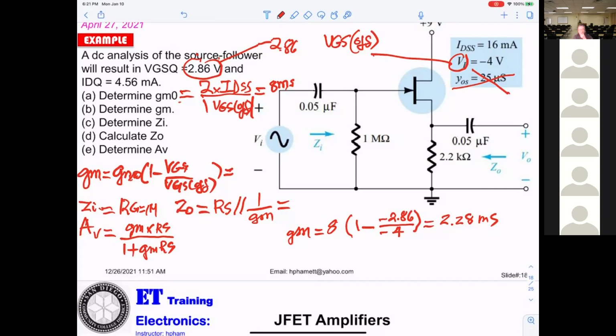6 divided by 4 equal that. And then minus plus 1 equal, and then times 8e. Okay, yeah, it's 2.28 millisiemens.